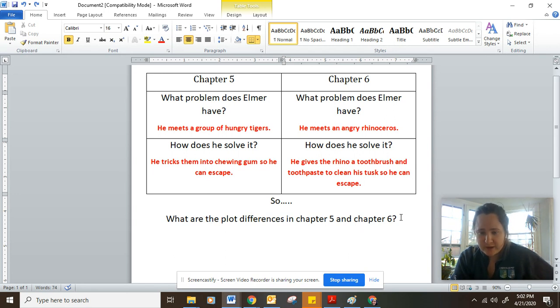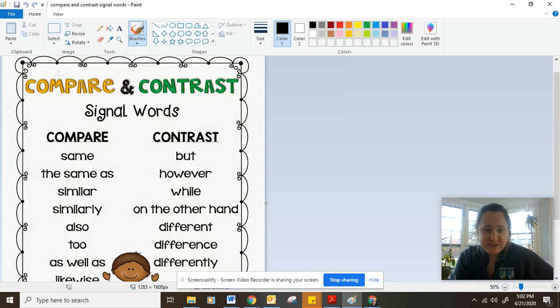Now, before I go ahead and write my answer, there's something I want to show you. This shows you signal words that you can use when you compare and contrast. Now, we're only thinking about contrasting. That's how things are different. So you're going to want to use words like but, however, while, on the other hand, different, difference, differently. All those signal words tell you, oh, we're talking about things that are different. What happened in chapter 5 is different from what happened in chapter 6. Let me show you.